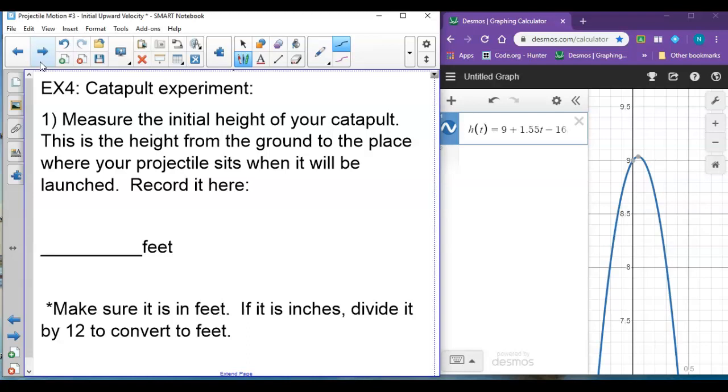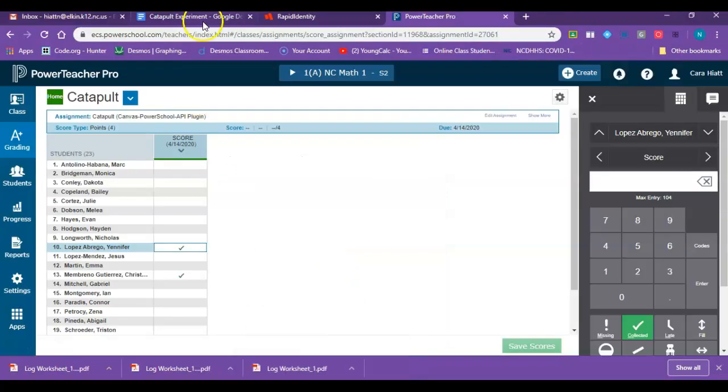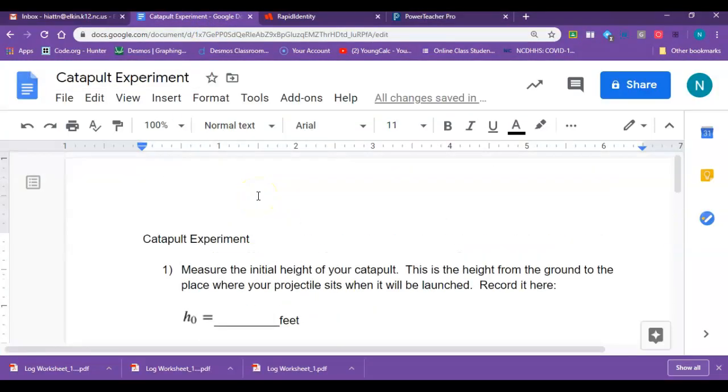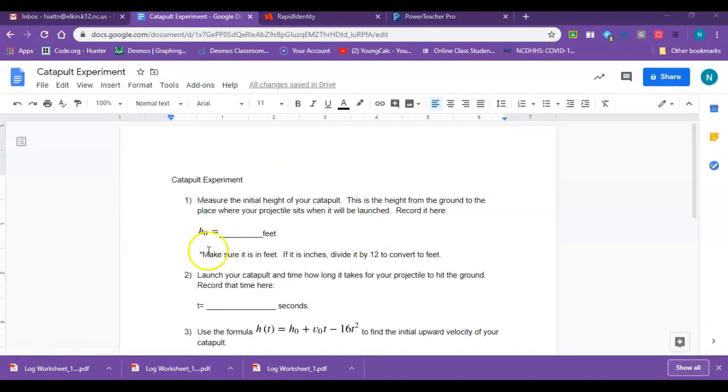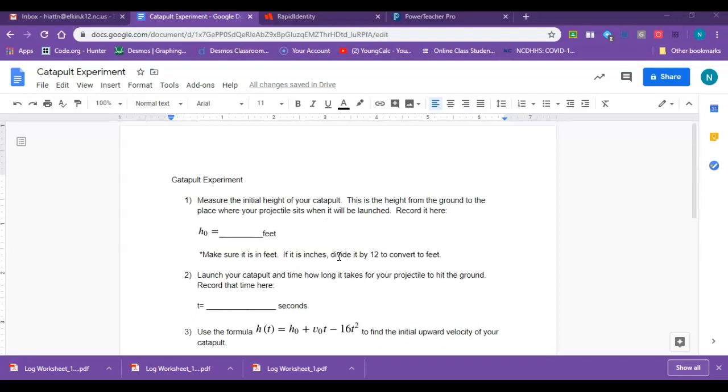So the quiz and canvas is going to have 7 problems, so it's a little bit more work. But for this, you are going to build your catapult and you're going to conduct the experiment as I'm going to show you here. So the first thing, let me show you real quick what it's going to look like if you pull it up here. Catapult experiment right here. So the catapult experiment looks like this. So you'll have these 5 questions that you have to answer. You can just write them on paper. You'll take a picture of them and send them to me, or you can type them in.